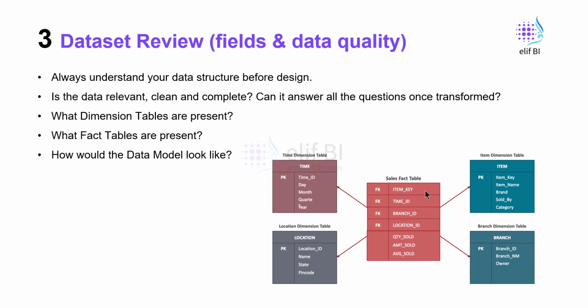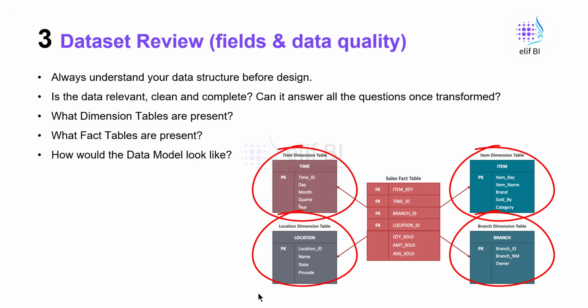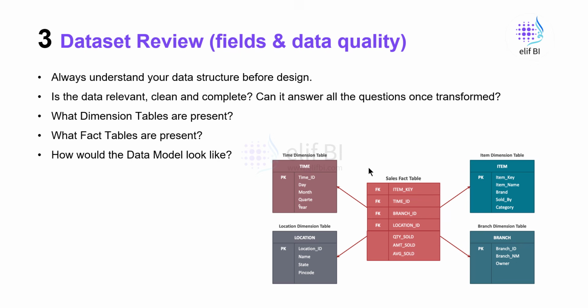As you can see on the screen, most of the time you would be working with a star schema, where you would have dimension tables, which are the tables that store descriptive information about the events. And then you would have a fact table, which would be the center of the star, and that stores the measurable events or the transactions.